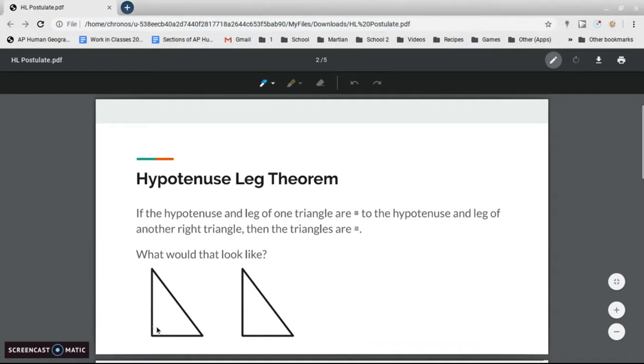What would that look like? Well, they do have to have right angles in the triangles. And then the hypotenuse, which, if you don't know what that is, is the one that's across from the right angle, opposite to it. So that's this. Those have to be congruent. And then also one of the legs. The legs are just the ones that aren't the hypotenuse. So it could be that, it could be that. That's what it would look like, and just by looking at that, you could tell that yes, they are congruent.